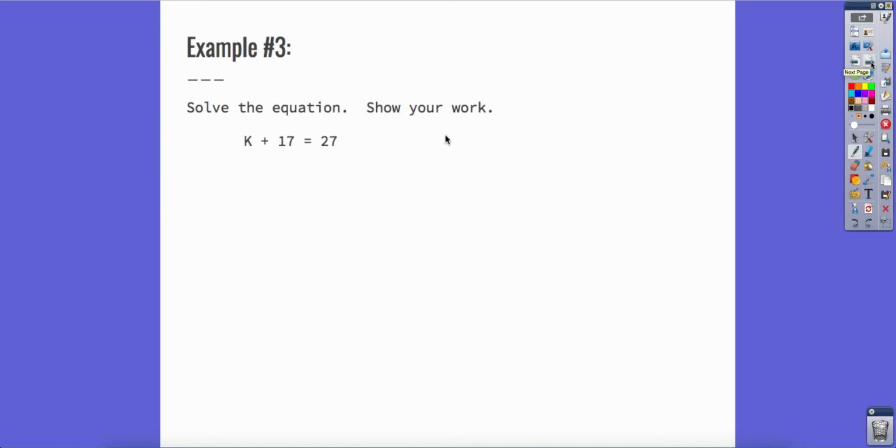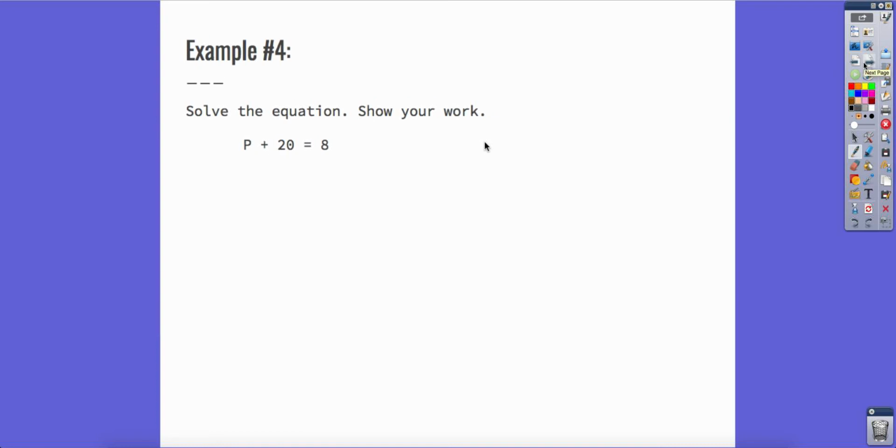For this one it says solve the equation, show your work. I've got k plus 17 equals 27. Here's my variable. I want to get this 17 to move to the other side. I know that I have to do the opposite of it, which is subtract. So 17 minus 17 is going to be a 0, and I'm left with k equals 27 minus 17, which is 10. So we're solving one-step equations, and we're using subtraction.